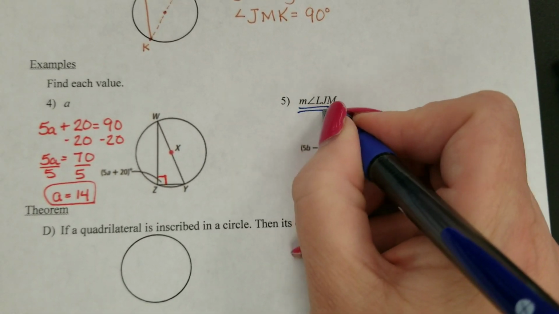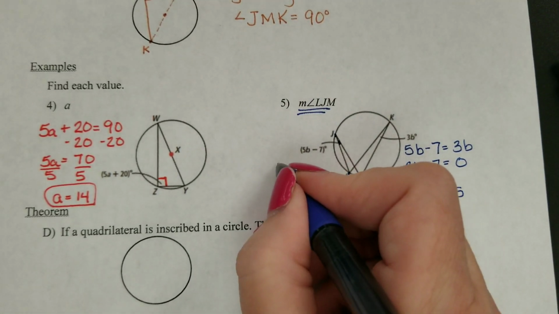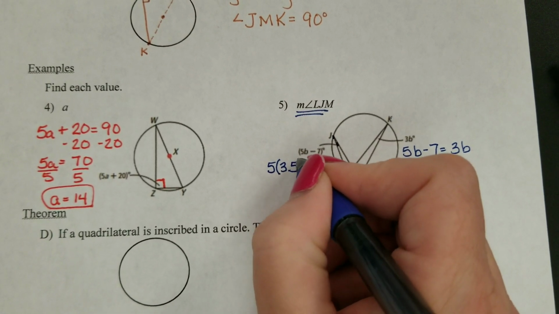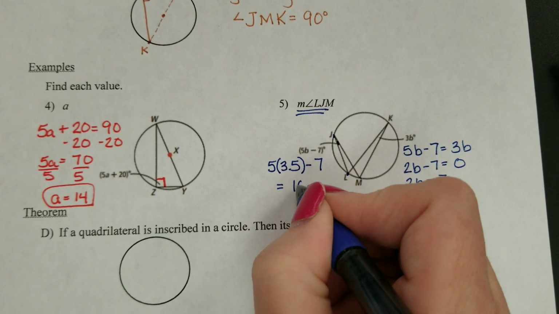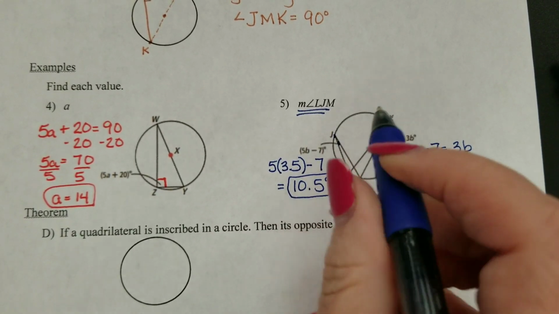Now that's not what they were asking. They want to know the measure of that angle. So I will put that into here. 5 times 3.5 minus 7. Put that into my calculator, and I'm going to get 10.5 measured in degrees.